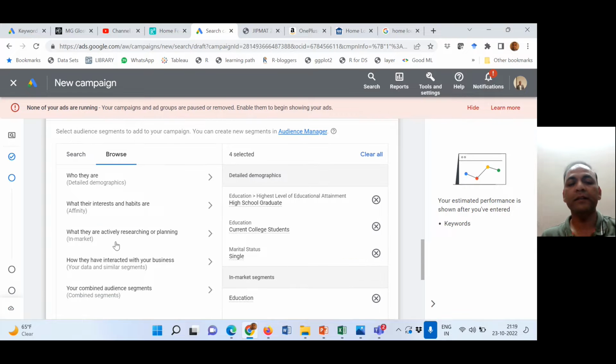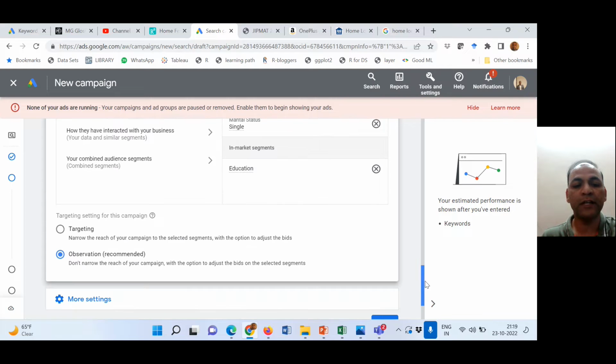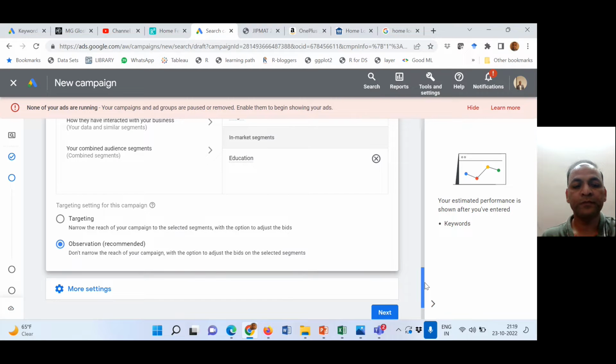Basically, again, this will come up when you have a detailed understanding of who your consumers are, what their interests are, what they are actively searching or planning for, and how they have interacted with your business. And so you will accordingly choose your criteria while you are deciding to launch your Google search ad.